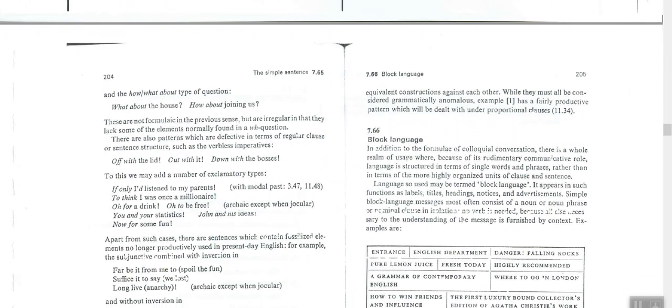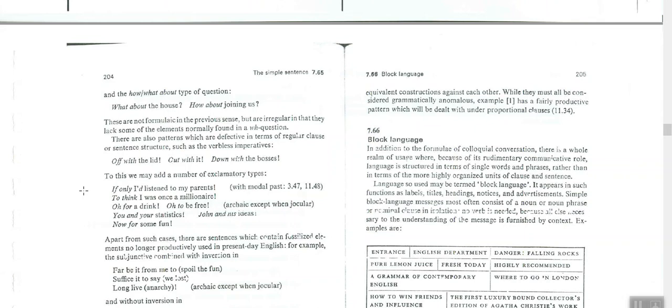There are also patterns which are defective in terms of regular clause structure. Okay, so it is irregular. Here defective means they lack regularity. So they are defective in terms of regular clause or sentence structure, such as the verbless imperatives. Verbless, without a verb. These are exceptions. They are imperatives. Off with the lid.